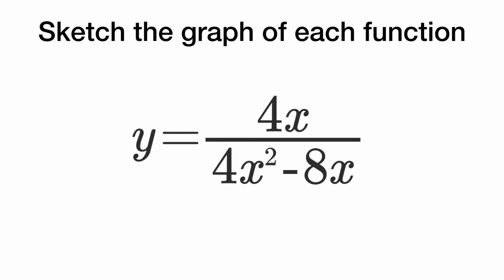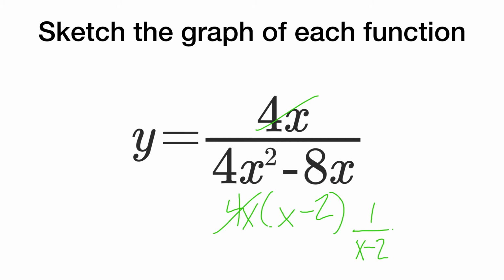Let's try another one. 4x over 4x squared minus 8x. So that would simplify to be 4x times x minus 2, meaning our final version after these cancel out would be 1 over x minus 2. So I know that there is a vertical asymptote at my 0 on the bottom, which is at 2.